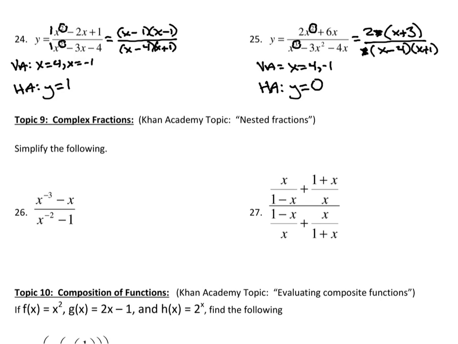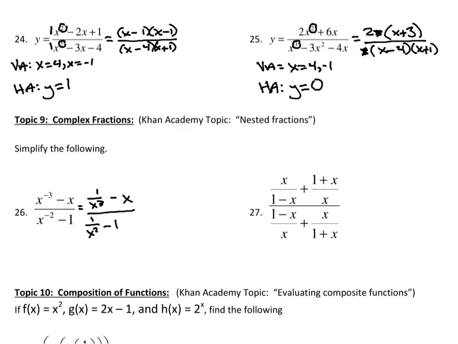Okay, number 26, simplify the following. Remember, whenever we have negative exponents, we need to put them in the denominator. Now with this x to the negative 3, we need to make it a separate fraction, 1 over x cubed. We can't put it in the denominator here because there's another term, that minus x there, that we can't separate it from. So 1 over x cubed minus x, over 1 over x squared minus 1.